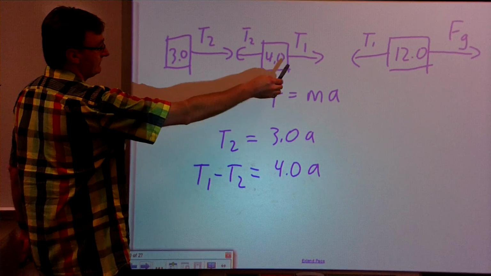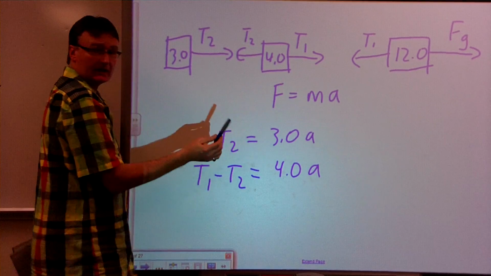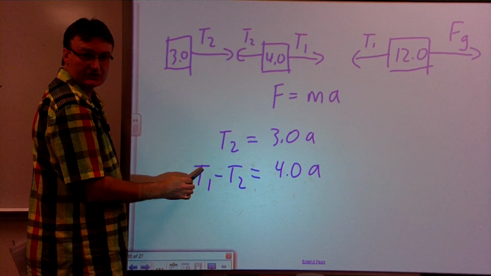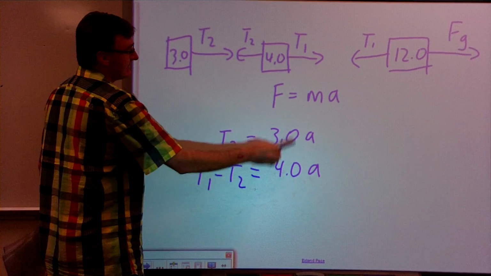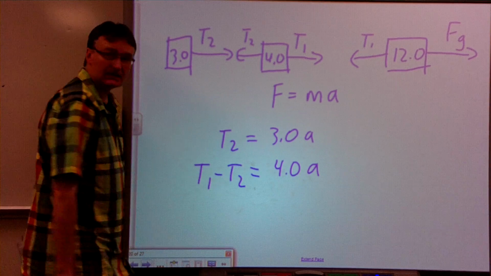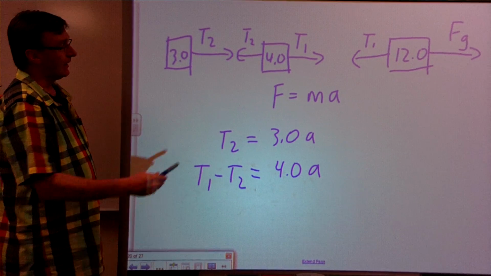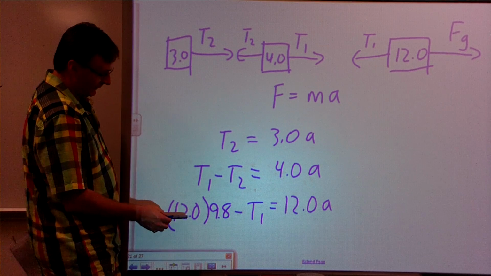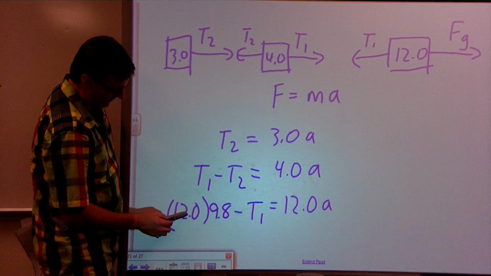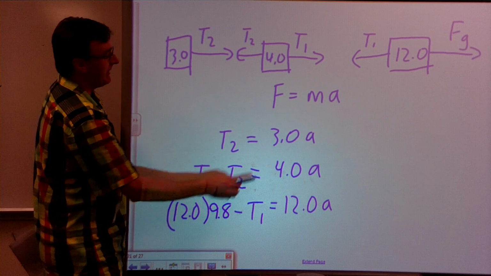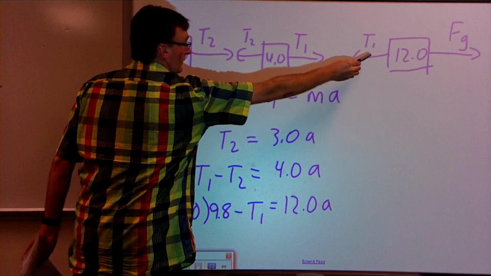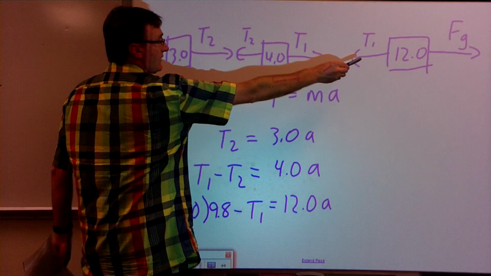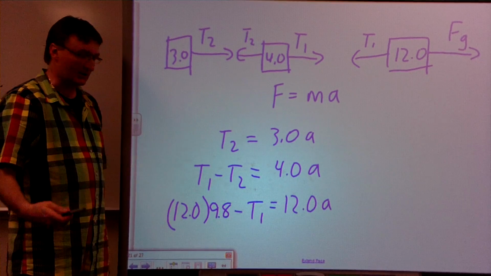Now if we look at the second one, it has T1 in this direction, and like we said, it has T2 in this direction. So the sum of the forces on this one is T1 minus T2, and that has to equal 4.0 times the acceleration of the system. Then we'll write the equation for the last one, and that's the force of gravity on that object, which is 12.0 times 9.8, minus T1. Again, we have T1 in the opposite direction, so 12.0 times 9.8 minus T1 has to equal 12.0 times the acceleration of the system.